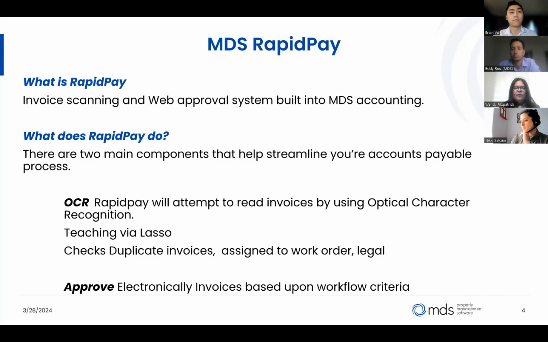It's also going to look for exceptions like duplicate invoices. Maybe you want to assign an invoice to a work order or a legal, et cetera. It's fully integrated within all of the functions within MDS. And the second component is the ability to set up those user-defined, business-specific electronic approval workflows: how invoices need to move within your organization, how many people need to approve, levels of approval, et cetera.